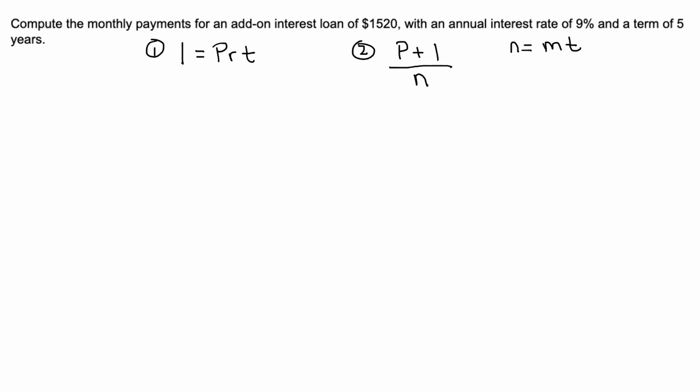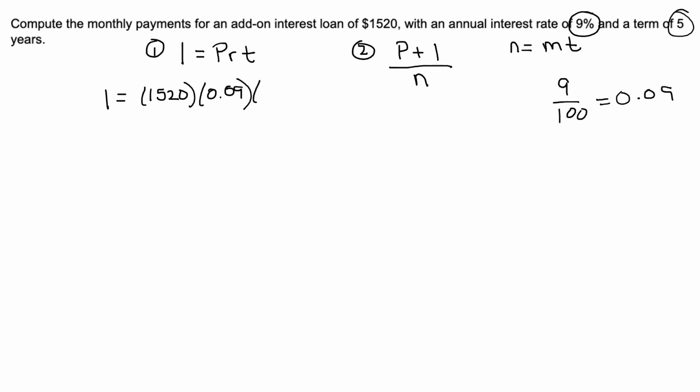So first we'll do the first step, which is to find I. We have I equals PRT. P is the principal, or the amount invested, which is $1,520. We're going to multiply that by the interest rate, which is 9%. 9% written as a decimal is 9 divided by 100, which is 0.09. And T is 5. That's the number of years.